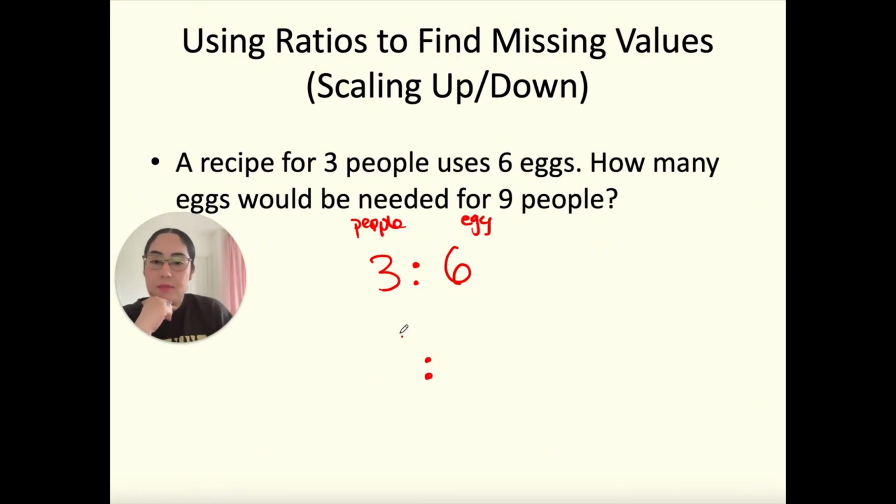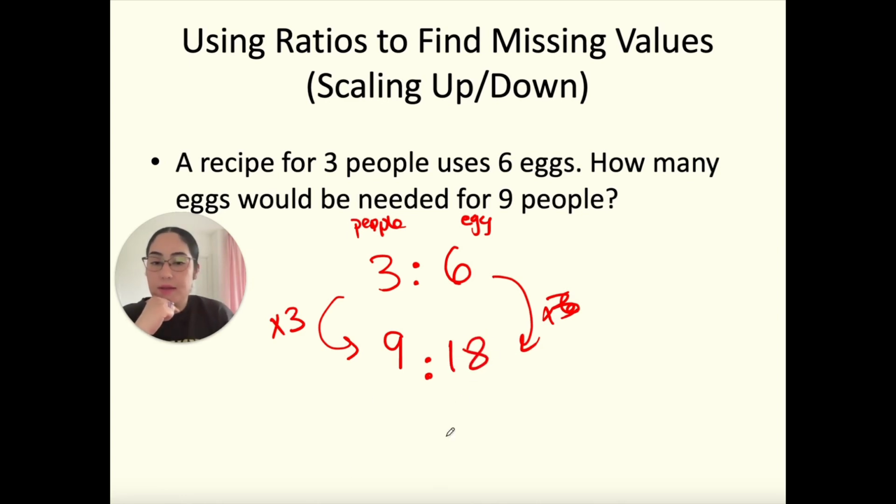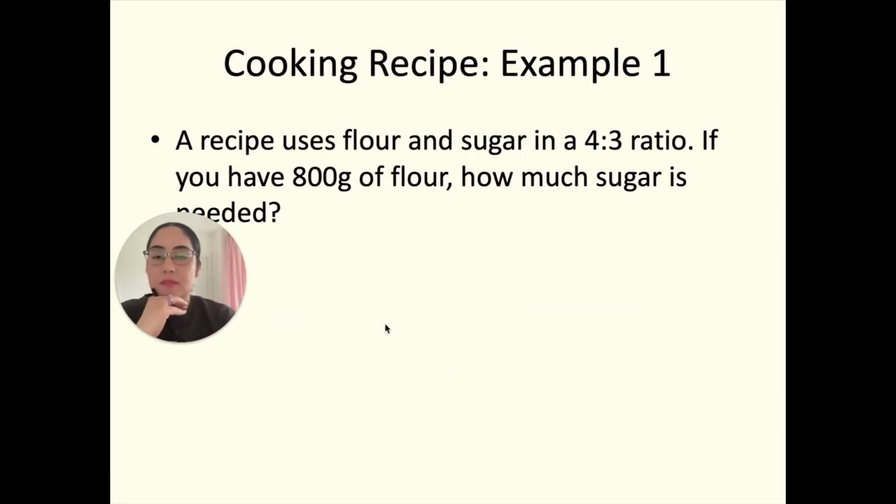If you want to know how many eggs are needed for 9 people, we look at it like this. How do I go from 3 to 9? I'm multiplying it by 3. We're scaling up because we're multiplying. We're going to do the same thing to the other side. We're going to multiply it by 3, sorry. So 6 times 3 gives us 18. So the ratio is 9 to 18, right? So 9 people will require 18 eggs based on the initial ratio that was given to us. That is what we call a proportion. We increase both parts by the same proportion.